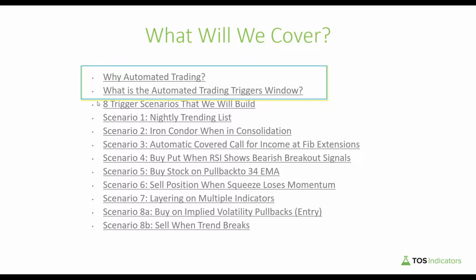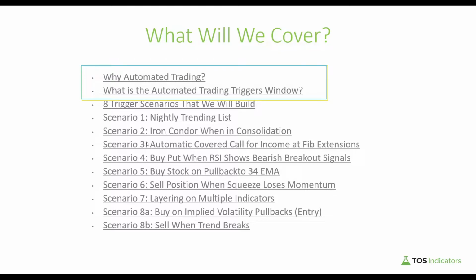These are just real life trade scenarios that you might find yourself in, whether it's when you want to launch an iron condor, or automatically triggering a covered call once you hit fib extensions, things of that sort. So these are the 8 different scenarios we're going to go through. The first is around our nightly trending list. The second is around an automatic iron condor. The third is around automatic covered calls.